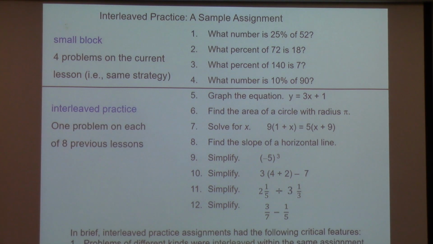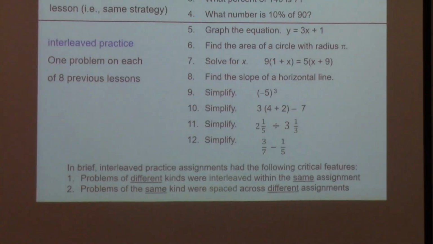So the important thing to note is that for the interleaved assignments, problems of different kinds, numbers 5 to 12 here, are all different kinds of problems. Problems of different kinds were interleaved, intermixed within the same assignment. And then problems of the same kind were spaced across different assignments.